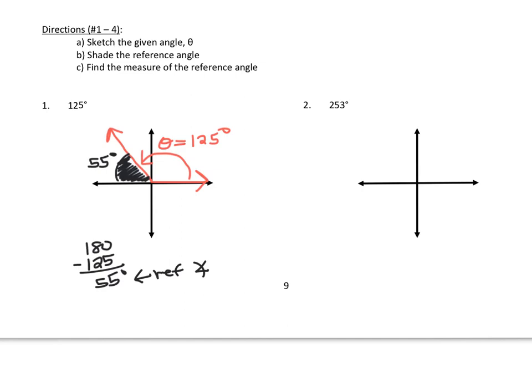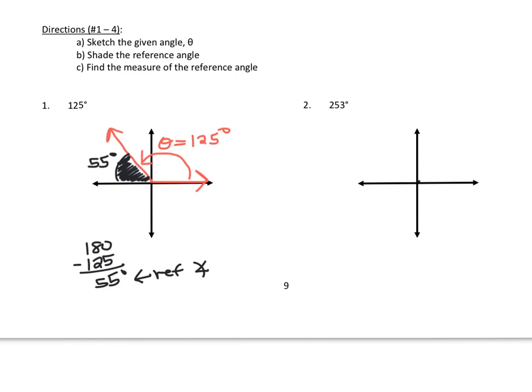Okay, so now in number 2, it gives us an angle of 253 degrees. So let's think about this. This is 0 degrees, 90 degrees, 180 degrees, 270 degrees. So 270 is more than 253. So I figure 253 would fall somewhere in the third quadrant.